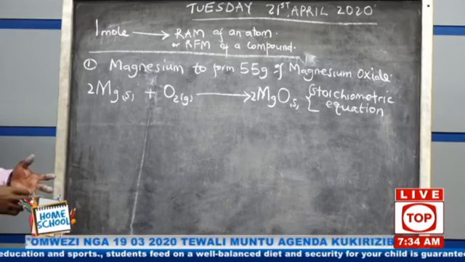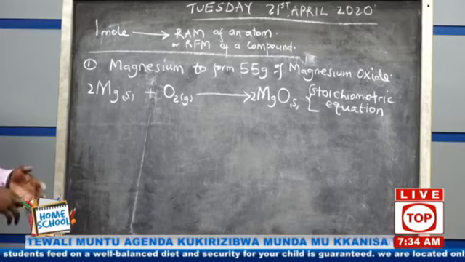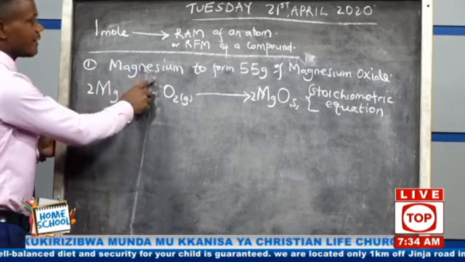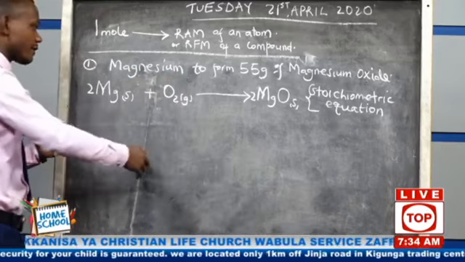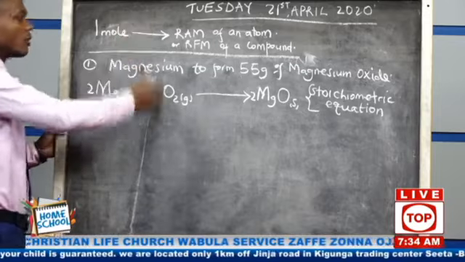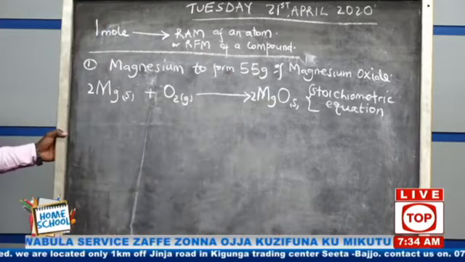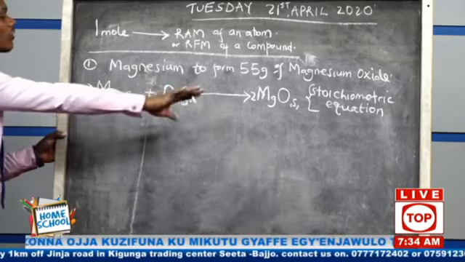Number 1, write an equation. Number 2, put the number of moles. Number 3, convert moles into masses. Here they said, what is the mass, the amount of magnesium required to form 55 grams of magnesium oxide? What are you forming? You're forming magnesium oxide. That means you have magnesium oxide, but you want magnesium.